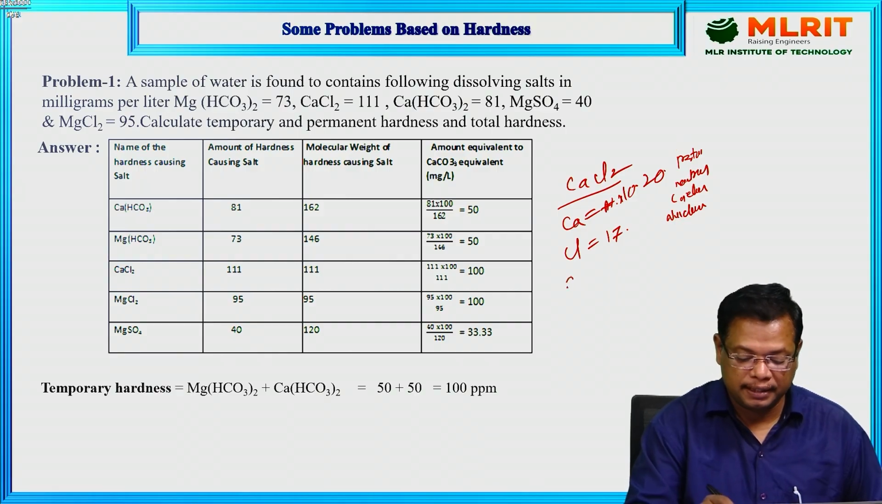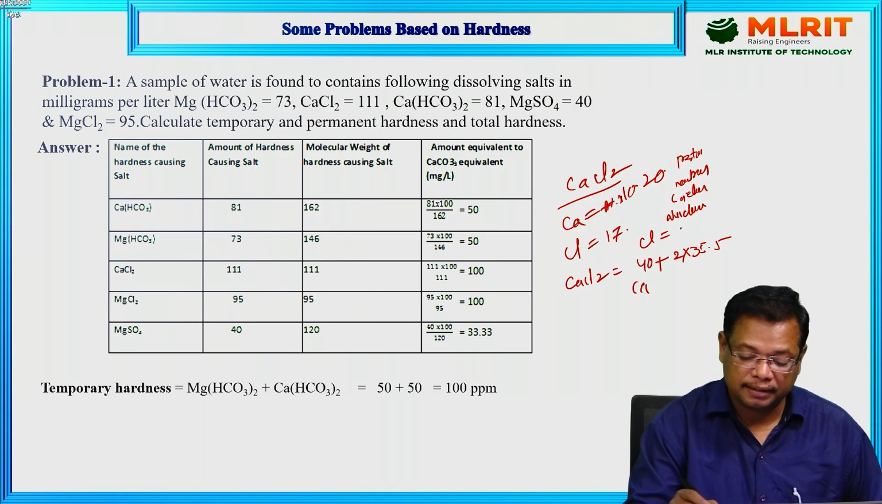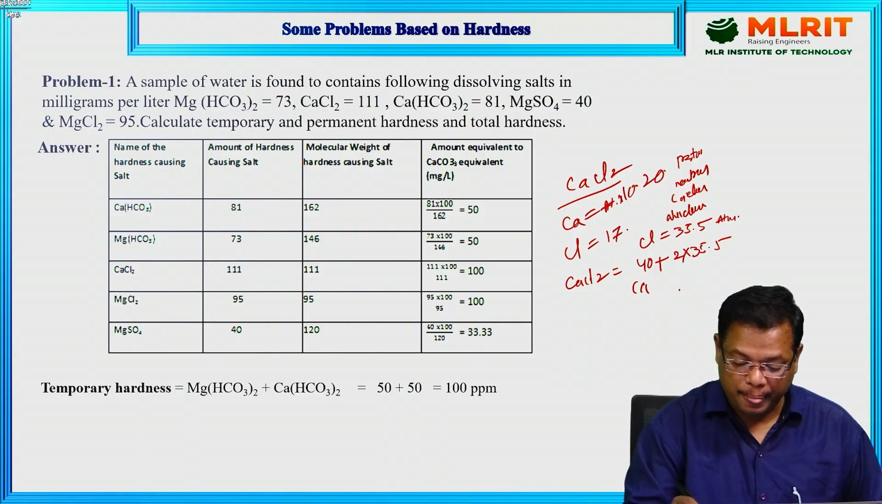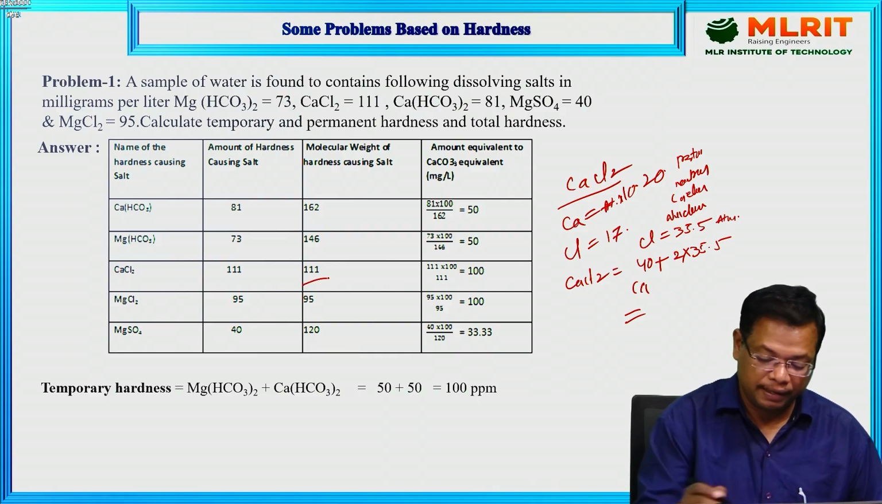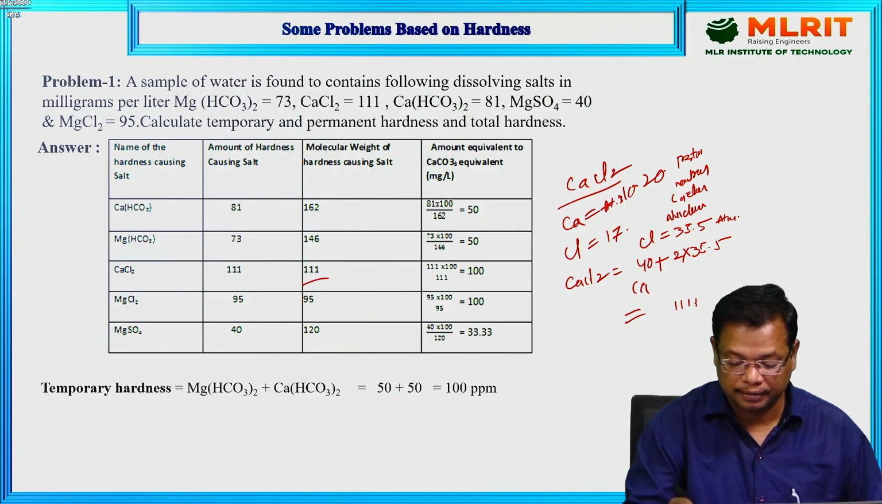So, like that, CaCl2 comes to 40 plus 2 into 35.5. Calcium has 40 atomic mass, and each chlorine carries 35.5 atomic mass. So overall, CaCl2 is 111, its molecular weight.